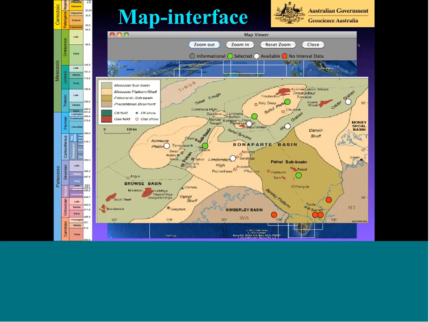Each white rectangle here represents a particular region. This particular region is the Bonaparte Basin, which is displaying its selected available data in green, its unselected available data in white, and interval data that is not available in the current selected time interval in red.